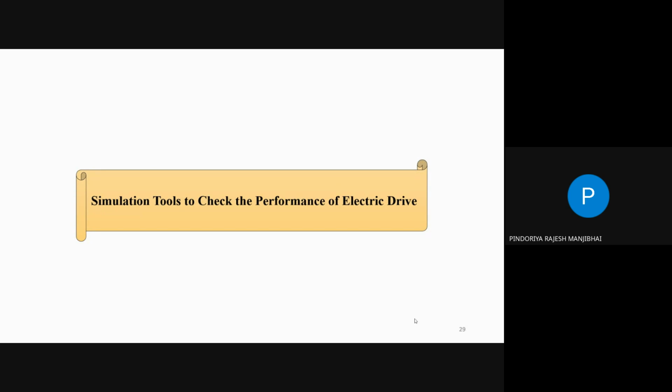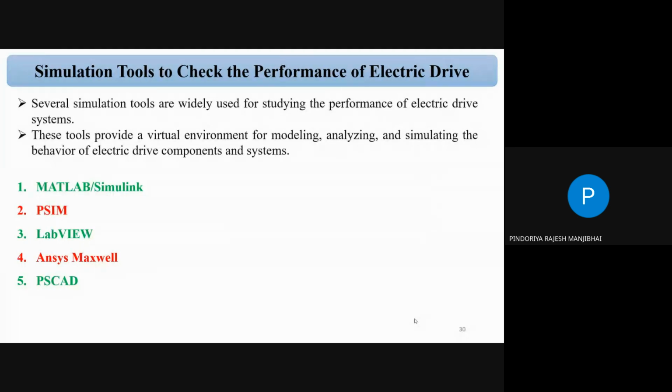Yes, simulation tools to check the performance of the electric drives. This is simple, and why are we doing the simulation? You already performed many experiments in MATLAB Simulink. And last year also I asked the question in the viva: why do we have to do the simulation? Is it possible to go directly with the experiment? In the last semester, all of you told the correct answer: because we have to save time and save money. Whatever you want, we can do in the simulation, but that is not possible in the physical mode, correct?